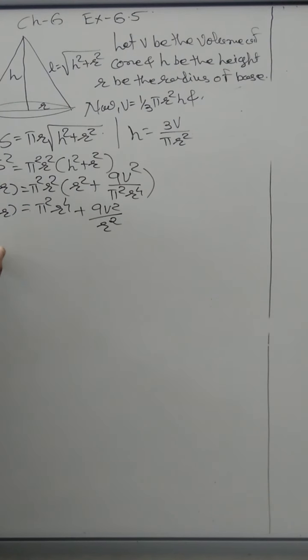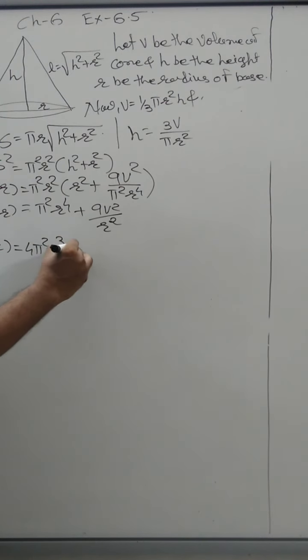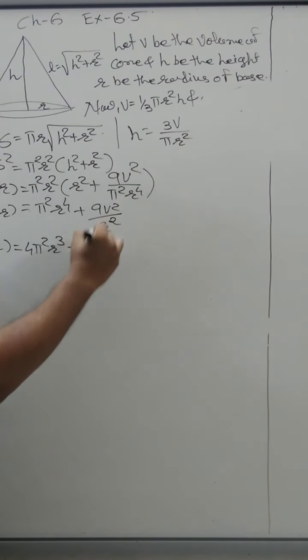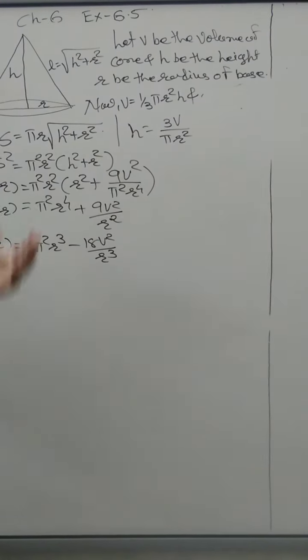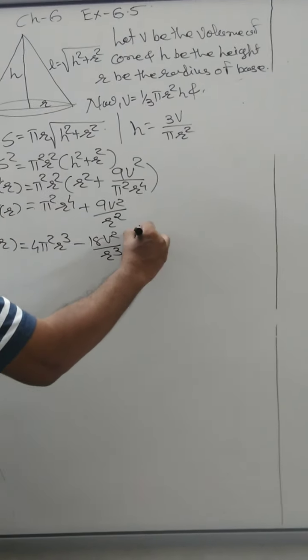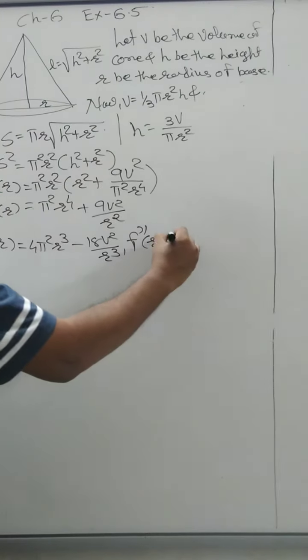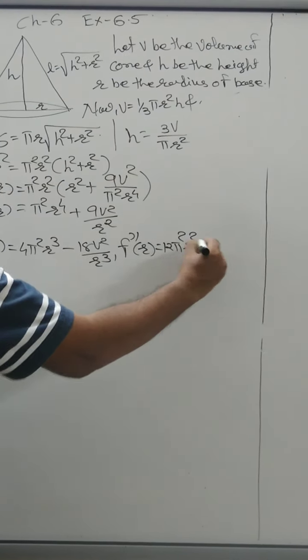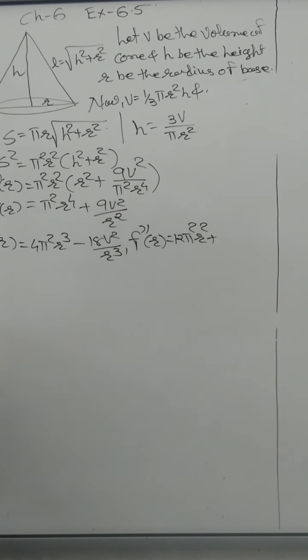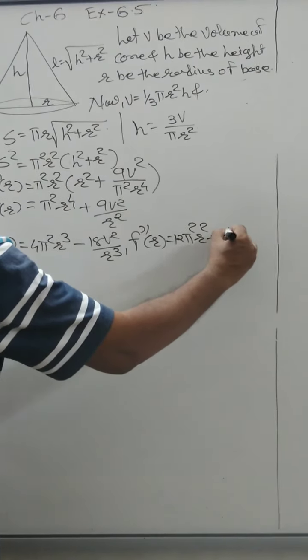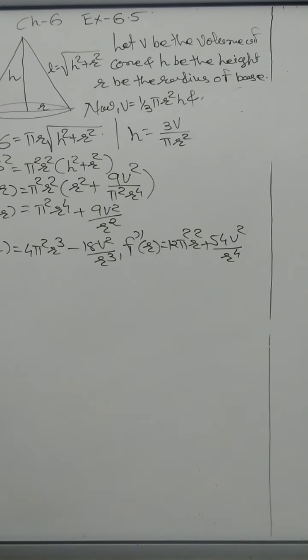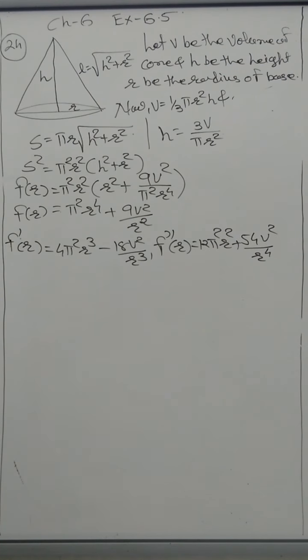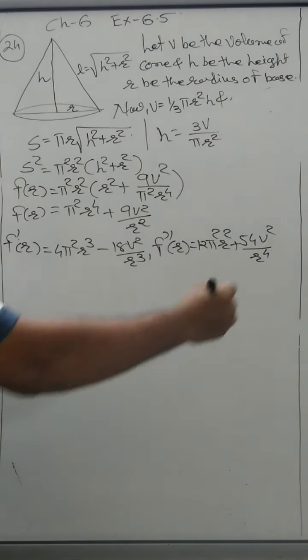Now we differentiate the first time: f'(r) is equal to 4π²r³ minus 18V²/r³. Then again we differentiate: f''(r) is equal to 12π²r² plus 54V²/r⁴. This way we find the first value, and this is always greater than 0.